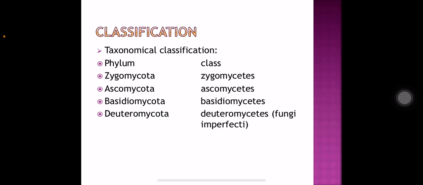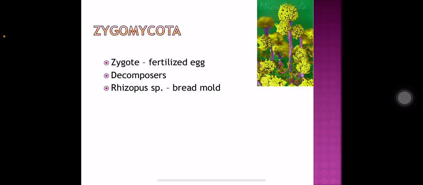In the taxonomical classification, fungi are divided into four phyla: Zygomycota, Ascomycota, Basidiomycota and Deuteromycota. And each of these four phyla has one class each. Zygomycota have Zygomycetes, Ascomycota have Ascomycetes, Basidiomycota have Basidiomycetes and Deuteromycota have Deuteromycetes. So there are four classes in taxonomical classification of fungi. Now let us have a look at each of these individually.